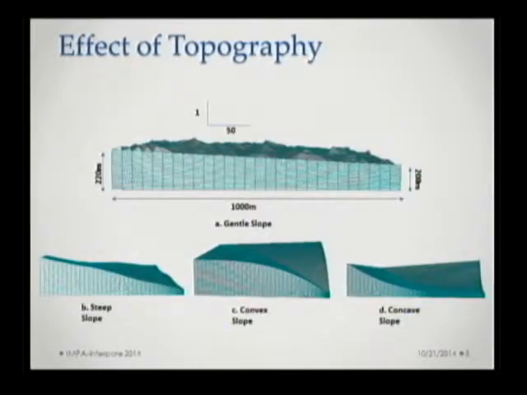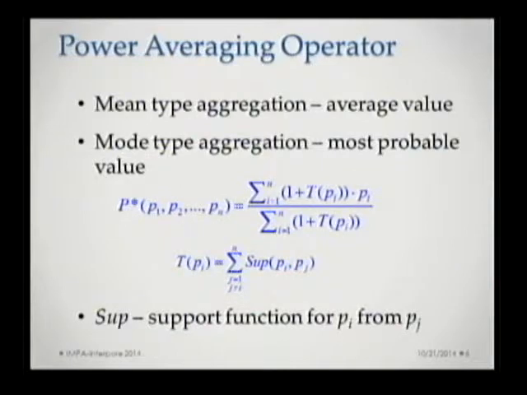We then simulated these different topographies for soil moisture movement, and we also scaled the soil hydraulic parameters to see if we can get an effective match. We used something called the power averaging operator, which was introduced by Jaeger in the early 2000s.